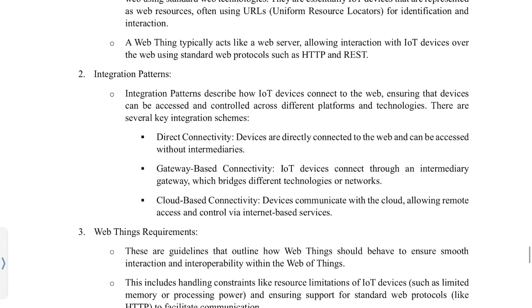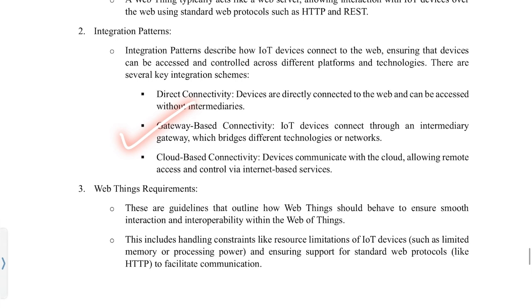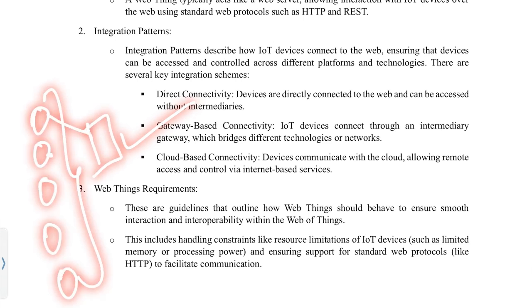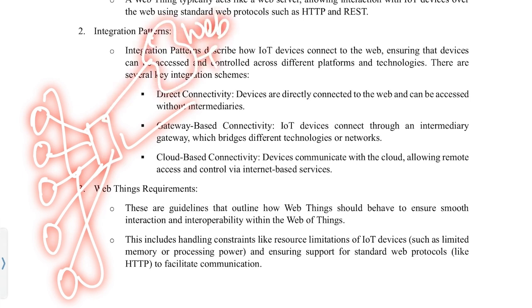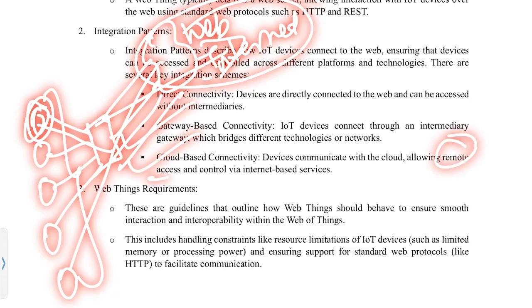Speaking about the integration patterns, it could be direct integration between the devices and the web, or it could be gateway based. There are multiple web devices and multiple web resources here, provided that there is a gateway, and this gateway will make sure that there is proper routing happening from these devices to the web or internet. Then we have cloud based, directly communicating to the cloud, allowing remote access and control via internet based services.